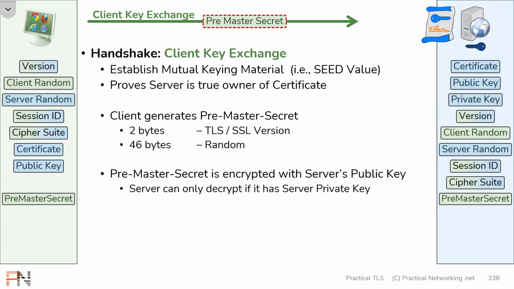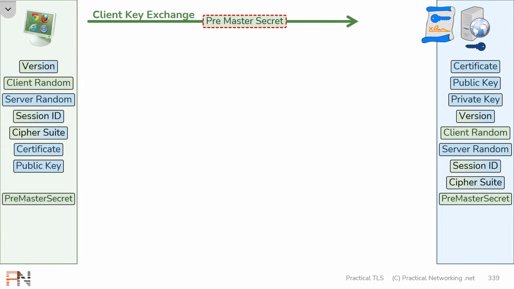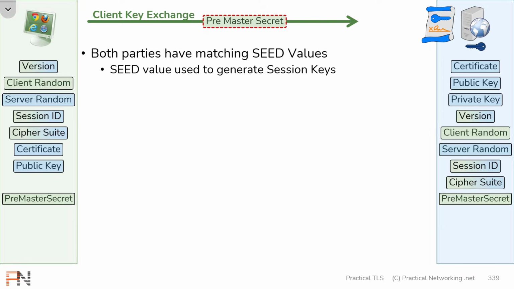Now, what we've just described is how RSA establishes that seed value. There are other key exchange protocols that establish this seed value a little differently, and we'll show those to you in future lessons in this module. But for now, we're going to continue with the very basic handshake, which includes the RSA key exchange protocol. With that said, I want to show you what actually happens to that pre-master secret value. That pre-master secret value will be used as the seed value to generate session keys for this particular TLS session. Let me show you how that's done.